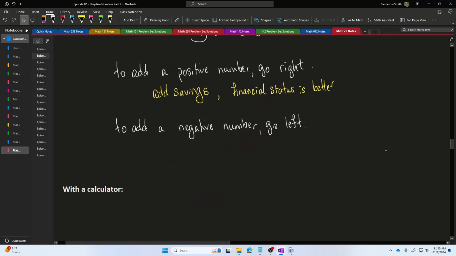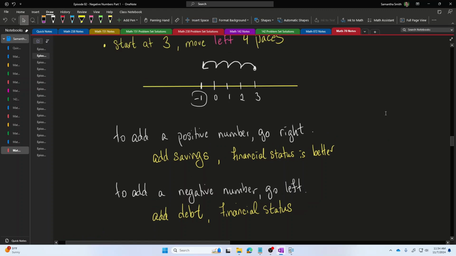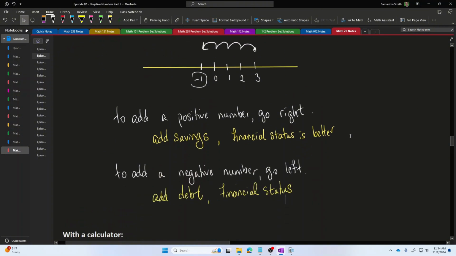Whereas if you add a negative number, that's kind of like if you're adding a new debt. If you're adding extra debt, then overall your financial status is worse than it was before, right? You're more in debt than you were before, so your financial status is worse. And so if you add a debt, if you add a negative number, your financial status is worse. And that is the same kind of situation that you get if you go left along the number line. You go into more negative territory as you move to the left.